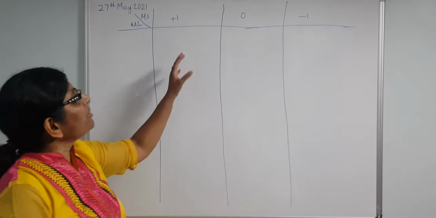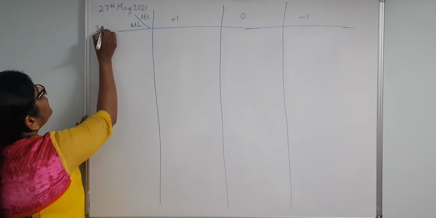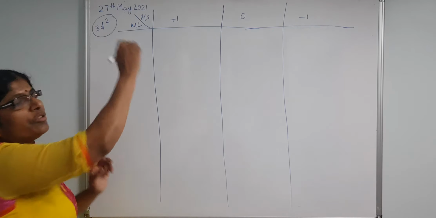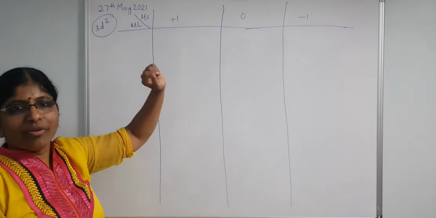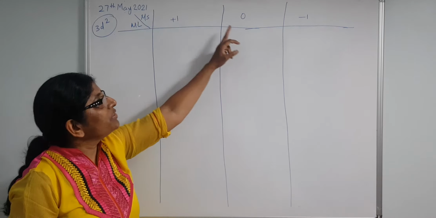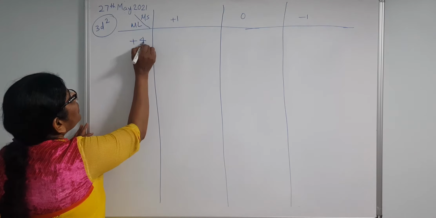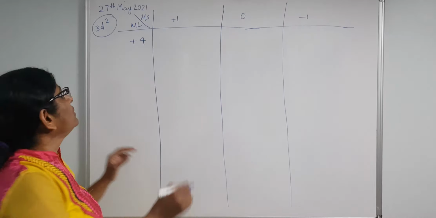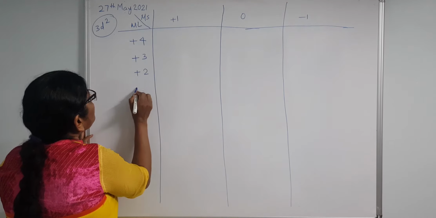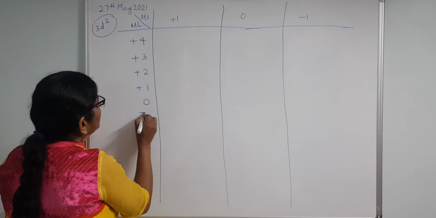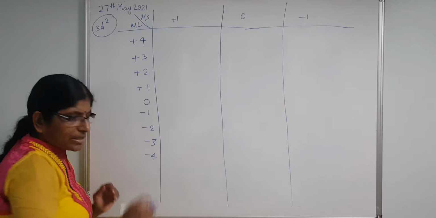Now step number 3. For this 3d2 configuration, we'll write our configuration as 3d2, that means 2 electrons in the d orbital. We calculated the ml and ms values. These are the ms values, plus 1, 0, minus 1, and the ml values will start with plus 4, so plus 4, plus 3, plus 2, plus 1, 0, minus 1, minus 2, minus 3, minus 4. So these are the ml values.